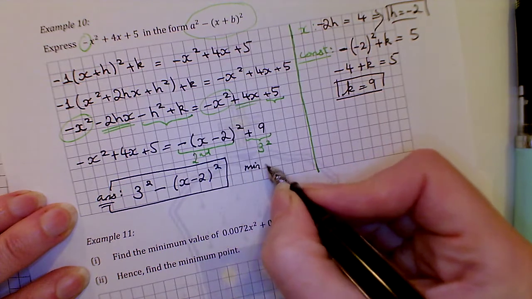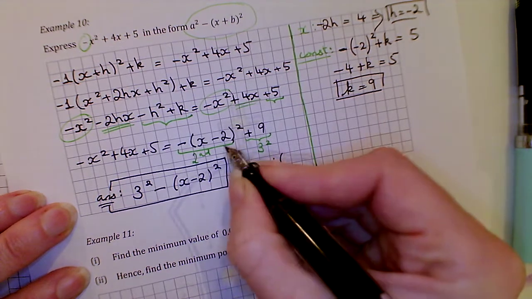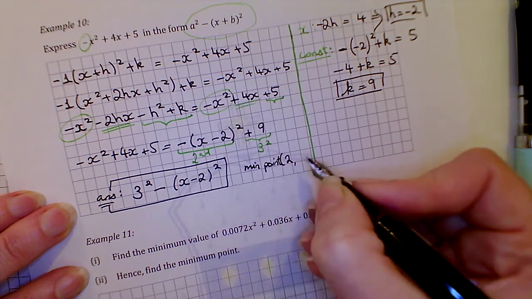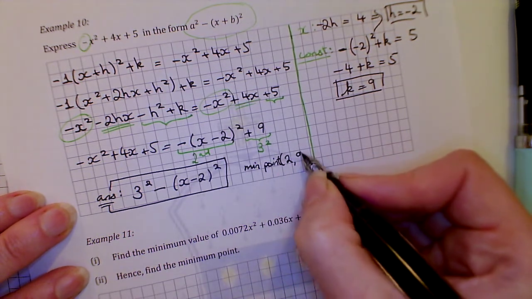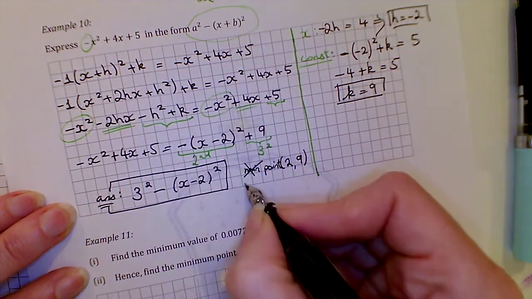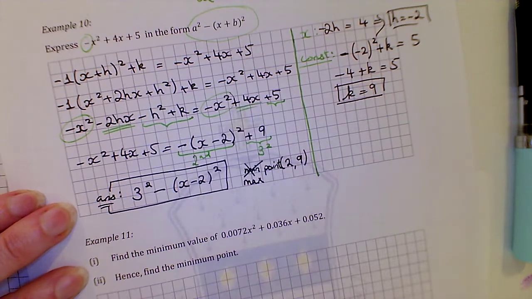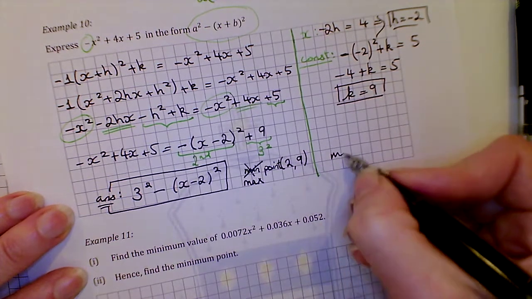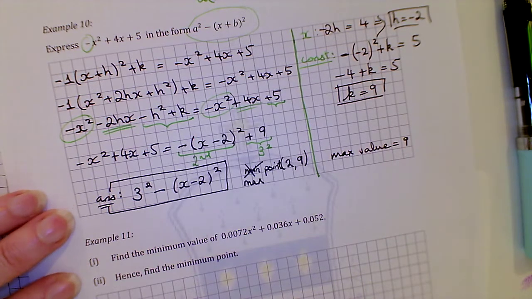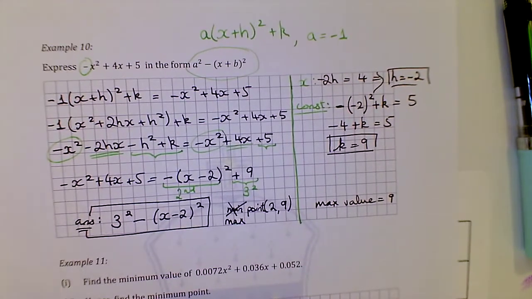By the way, the minimum point of this, we would still change the sign of what's in the brackets and get a +2, and the minimum value would be 9, except it won't be minimum because it's negative. So it'll be the maximum point. And the maximum value is equal to 9.